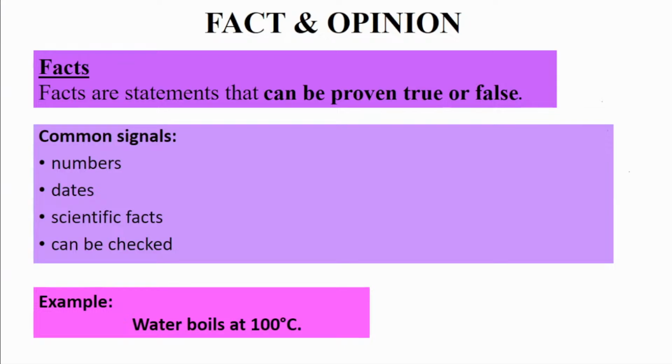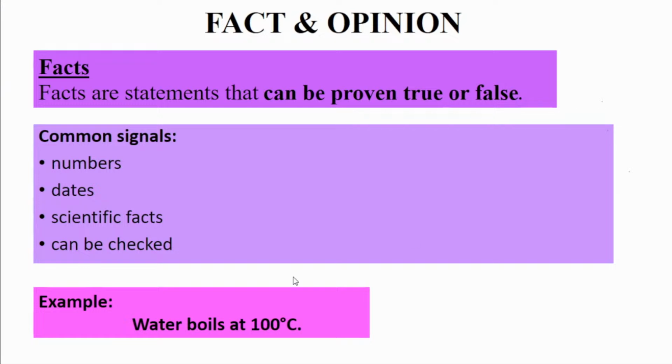Then common signals, numbers, dates, scientific facts can be checked, right? So check කරන්න පුළුවන් දේවල් ඔක්කොම facts විදිහට තමයි ගන්න. So water boils at 100 degrees Celsius. අන්න ඒ වගේ ඒව තමයි අපි එහෙම නැත්නම් general truth, scientific facts ඒව තමයි අපි facts විදිහට ගන්නෙ, right?